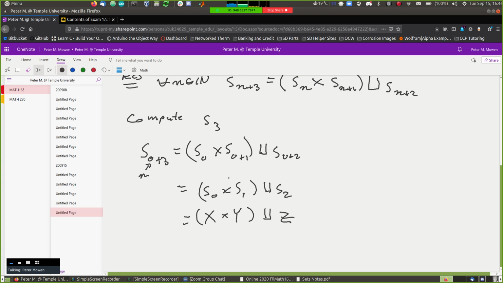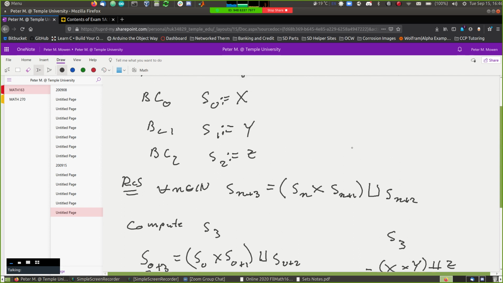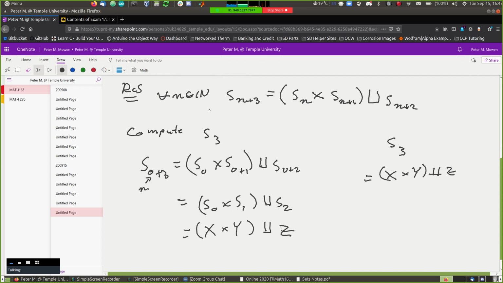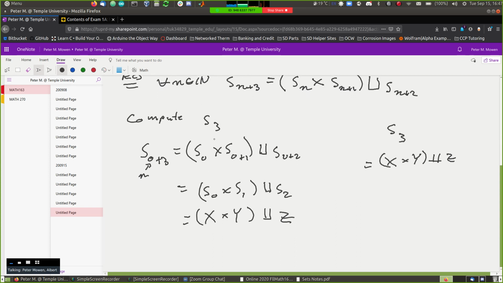This would be what I would write on the work page, and then on the answer page it was like S3 equal to X cross Y coproduct Z. And that was worth 1 point. So does that start to answer your question? Yeah, well, so that's computing S3.